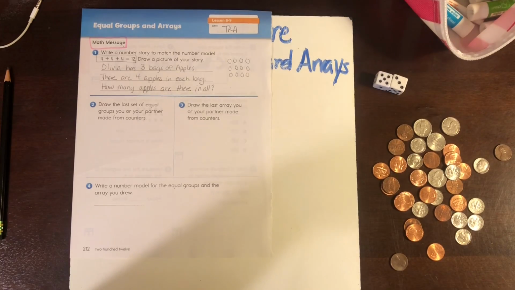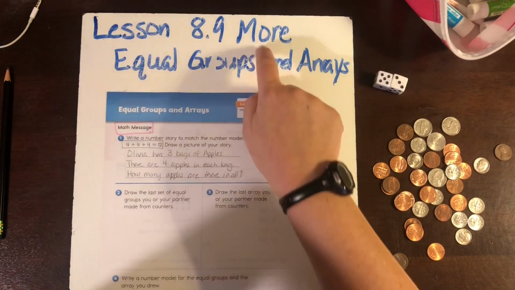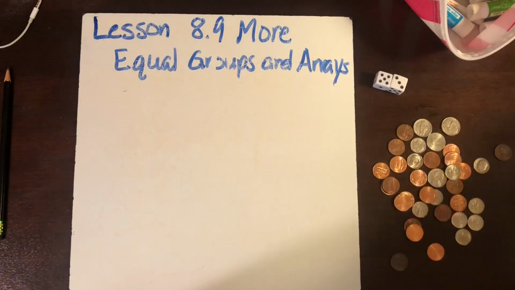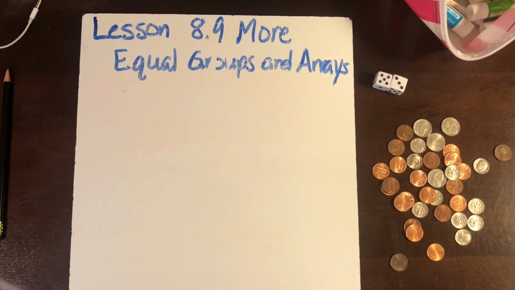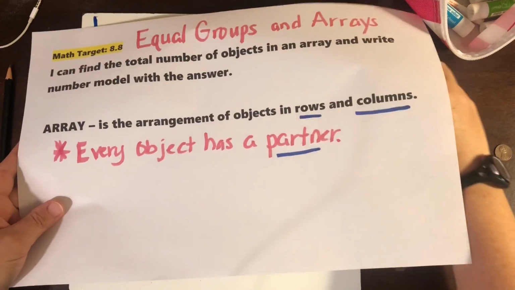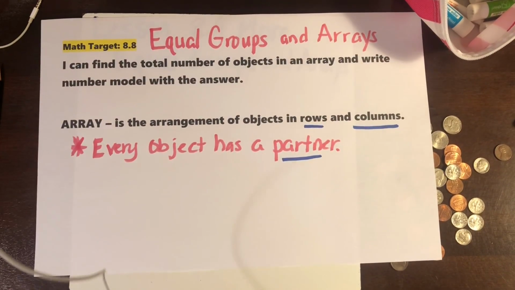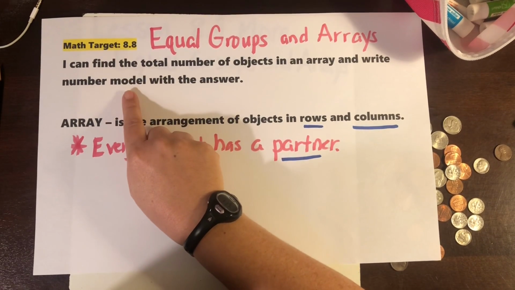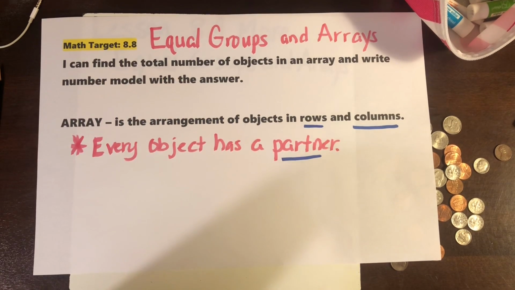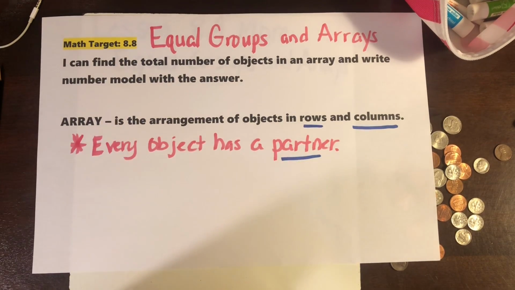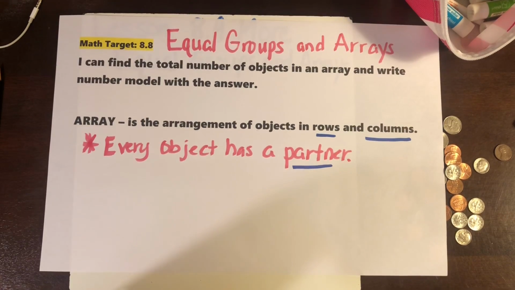It was kind of short and sweet, but it was just building on the ideas of more equal groups and arrays. And before I forget, let's review what our target was for today, which was I can find the total of objects in an array and write a number model with the answer. And you learned today that your number model can also be multiplication if you want to. You don't have to, but your number model always for 2nd grade has to be an addition number model. And then remember that an array is the arrangement of objects in rows and columns, and every object has a partner. So that is a short and sweet lesson that we have today.